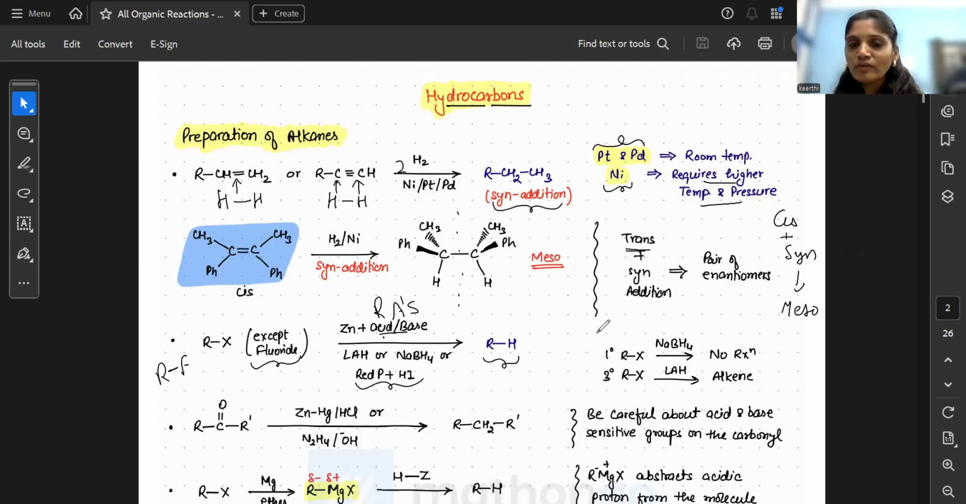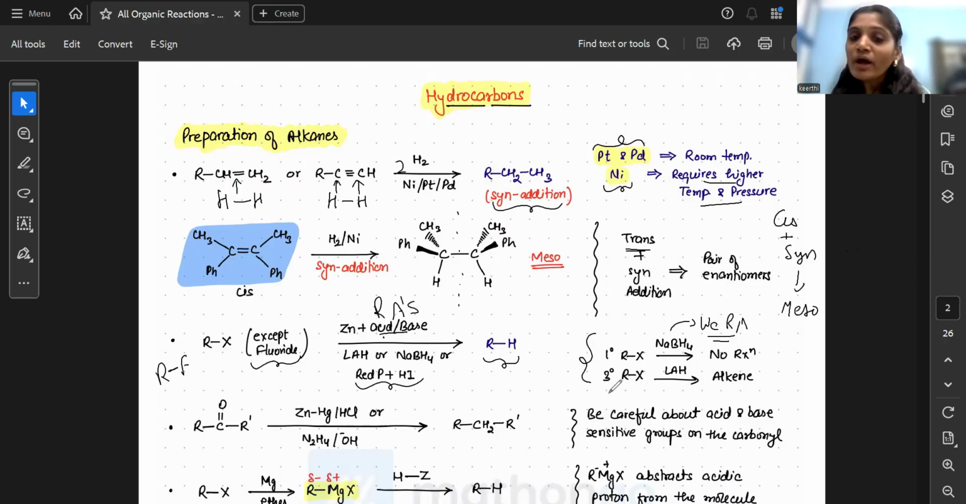Now here a very important thing which you need to take care of. Primary alkyl halides. Okay, now I'll just tell you, sodium borohydride is a weak reducing agent. Clear? Now, primary alkyl halides, first of all, are less reactive. On that, if you are using a weak reducing agent like sodium borohydride, there will be no reaction.